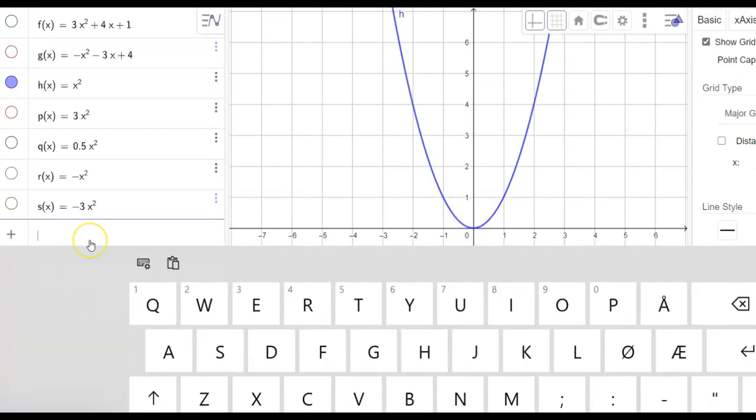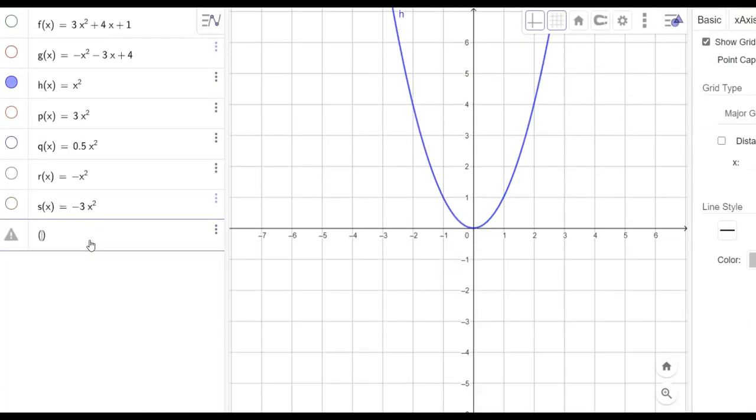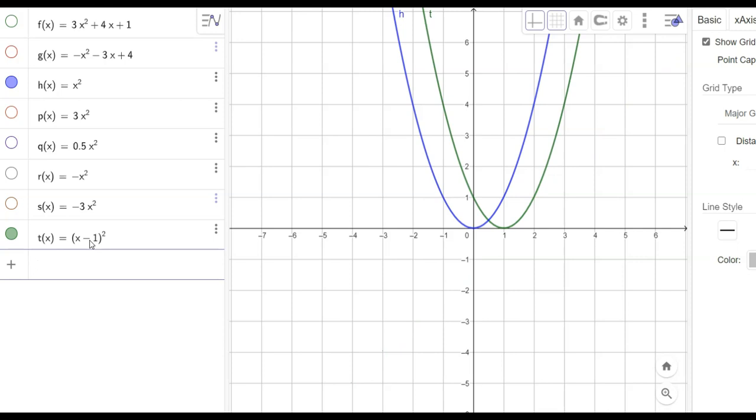So if I write this example, x minus 1 squared, then I see I get this green curve here instead. Comparing it to the blue one, this is x squared, then x minus 1 in parentheses squared. Then it has moved one step to the right. Otherwise, these two curves are identical, but the green one has moved one step to the right. So putting a minus 1 here has the effect of moving the curve one step to the right.